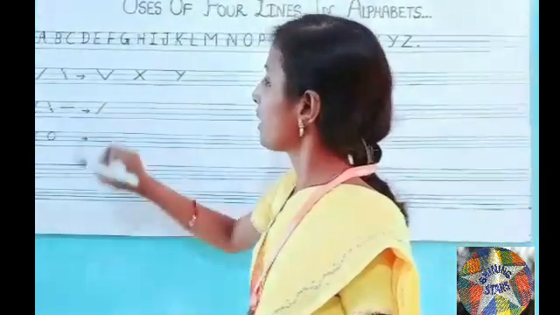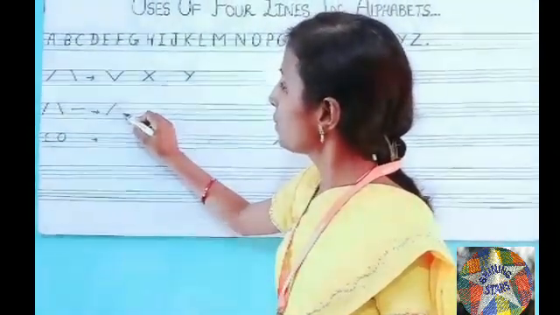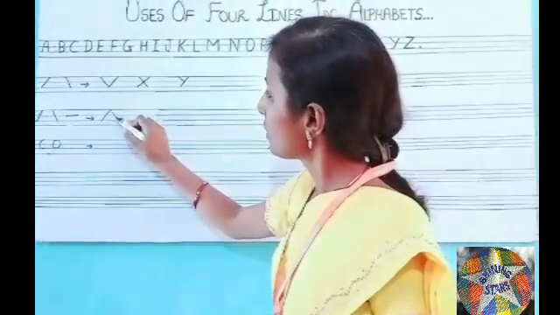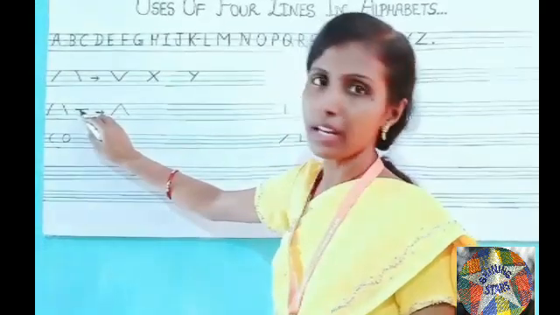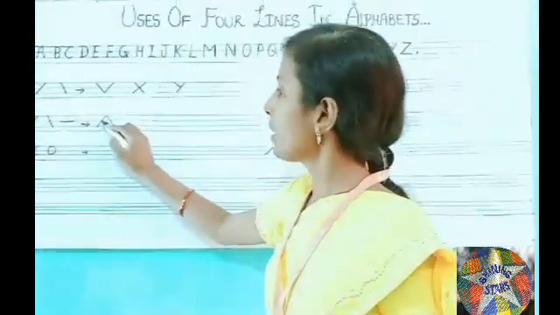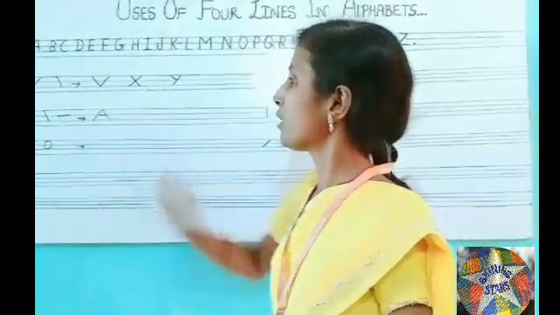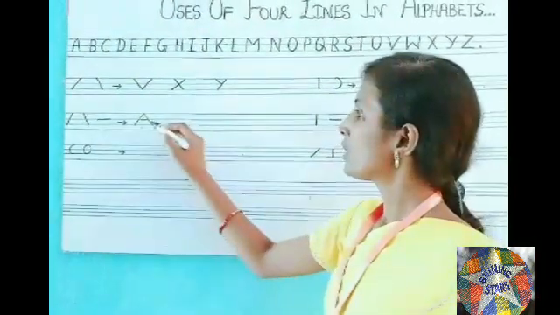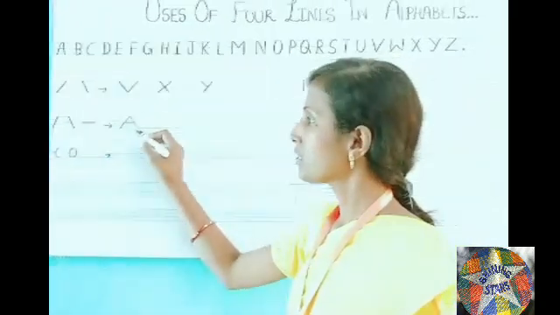First we count 1, 2, 3. We will use a slant line. Again the opposite slant line. 1, 2, 3. We will use the opposite slant line. And this is a sleeping line. We will use the sleeping line in between. See, which letter does it make? A. By using slant and sleeping lines we learn A.